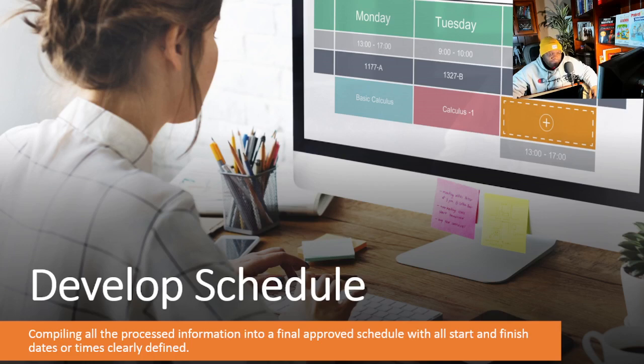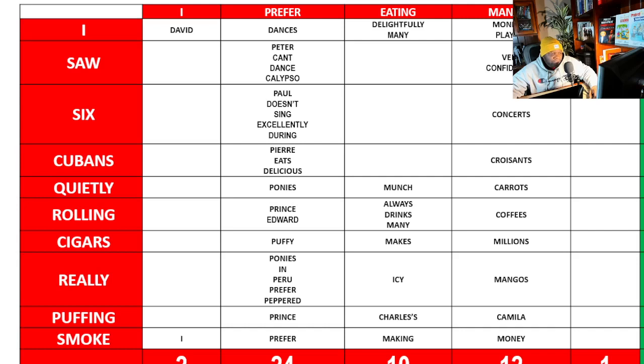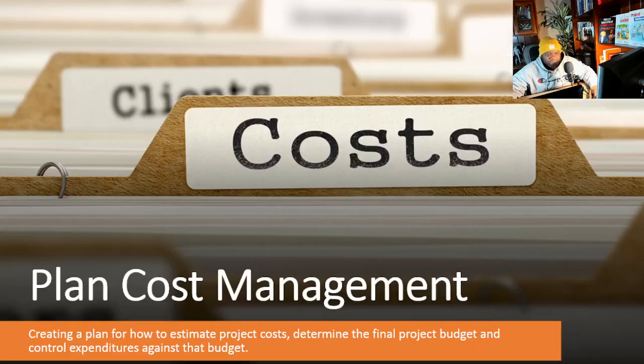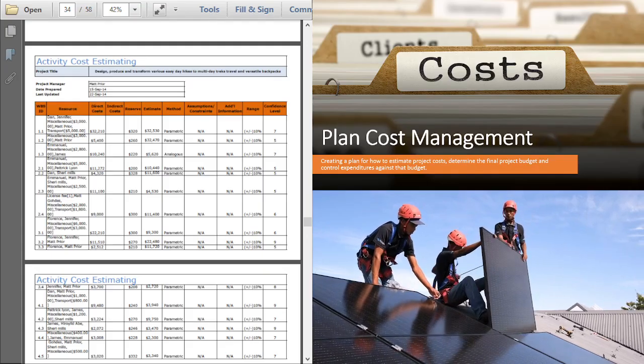The very first thing we do is plan cost management. As you can see here on the screen, it reads, creating a plan for how to estimate project costs, determine the final project budget, and control expenditures against that budget. So we're creating a plan for how to estimate cost, a plan for how to determine the budget, a plan for how to control expenditures against that budget. That's what we're doing.